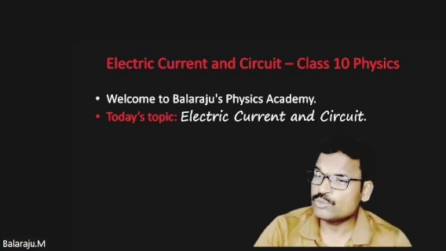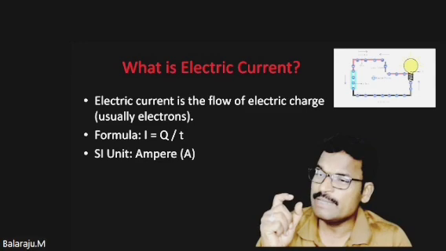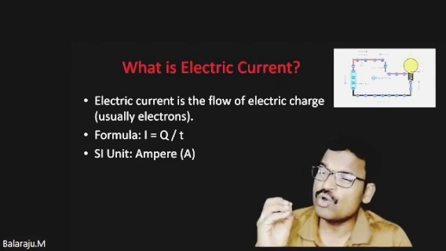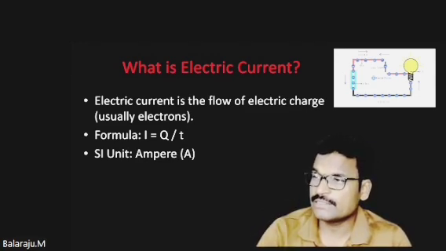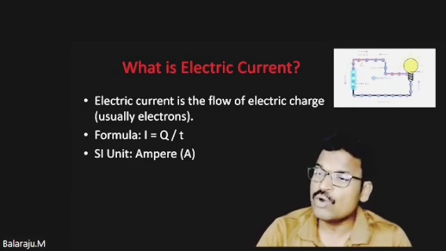So, in today's topic, electric current. Current means the rate of flow of charges is called current. What is it? Rate of flow of charges is called current. Flow of charges or the flow of electrons, we call it current.